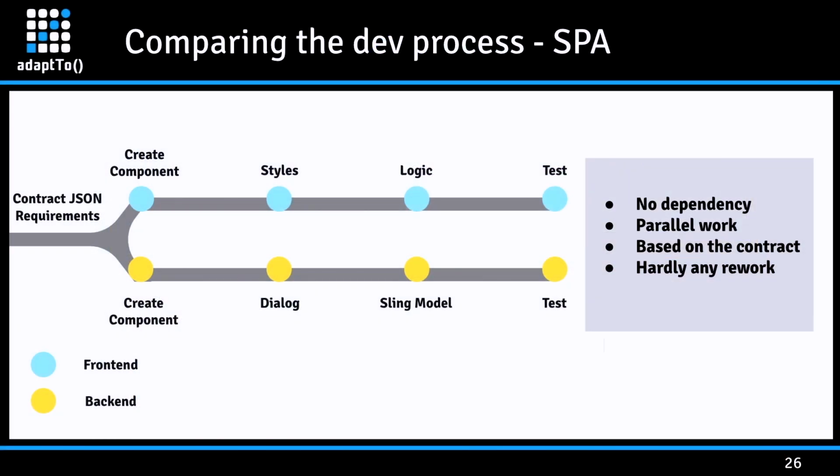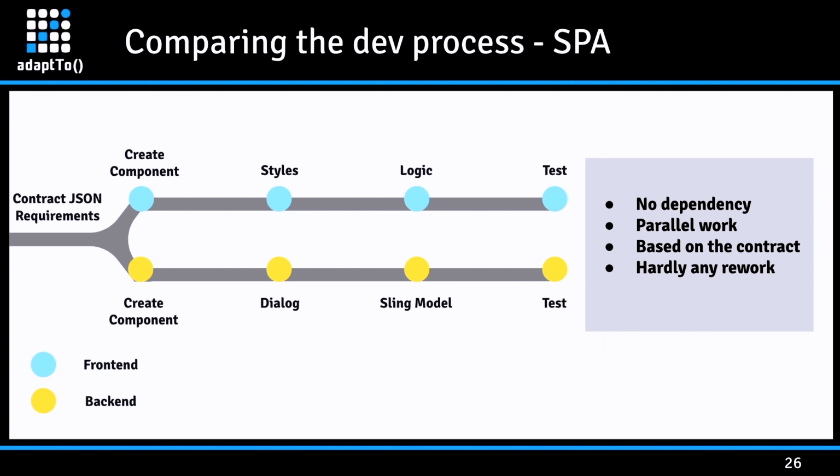And this is how it looks in SPA. It's quite straightforward. We start with a contract, and it doesn't matter at which time, we can both start creating the component. I can start from the backend perspective, because we agree that I have to generate that JSON. And they can start creating components that will use that JSON at the end. So from the front-end perspective: create component, style, logic, test. And from the backend perspective, again: create component, dialog, Sling Model Exporter, and test.